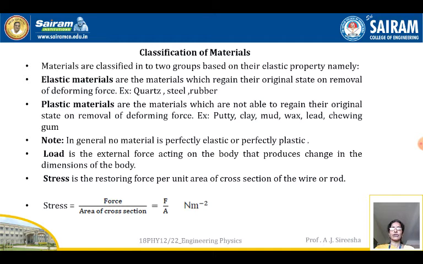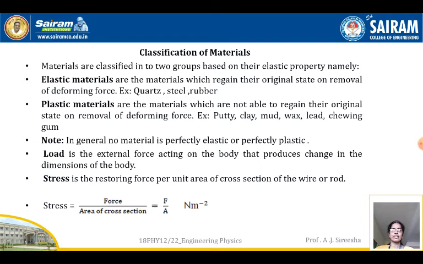Next is classification of materials. Materials are classified into two groups based on their elastic property, that is elastic materials and plastic materials. Elastic materials are the materials which regain their original state on removal of the deforming force. For example, quartz, steel and rubber. Just now I explained with a rubber band. These are a few examples.